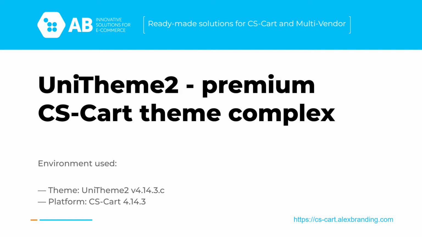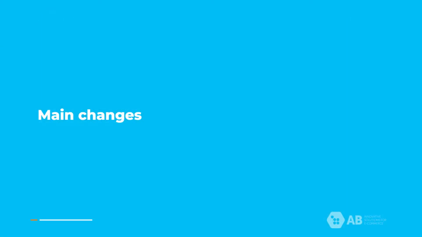Since this update contains a lot of changes, I would like to go through them all in the context of different pages of the store, namely the main page, category, product and checkout page. Let's start with the home page and walk through the main changes introduced in this release.